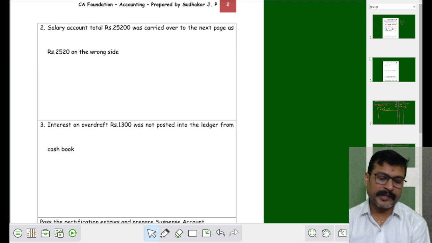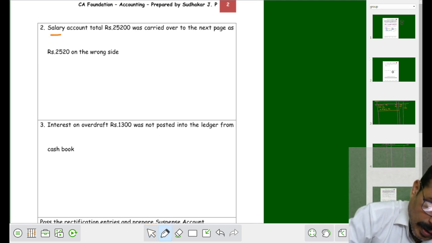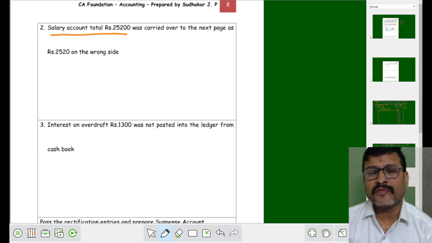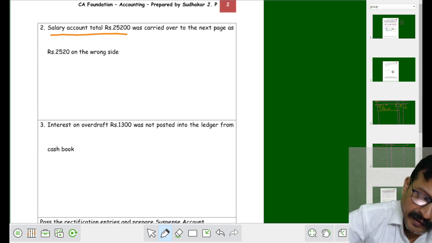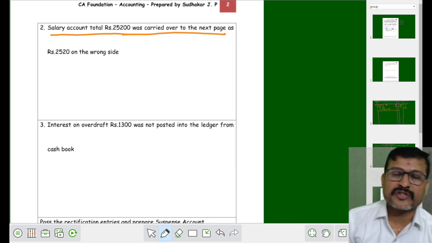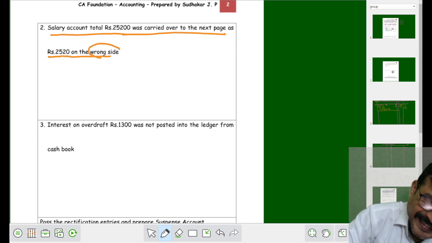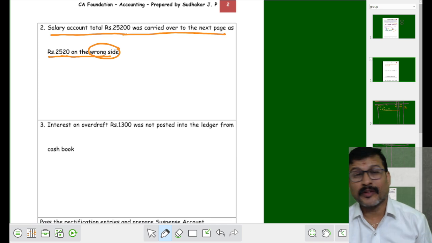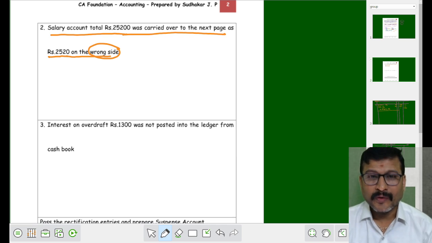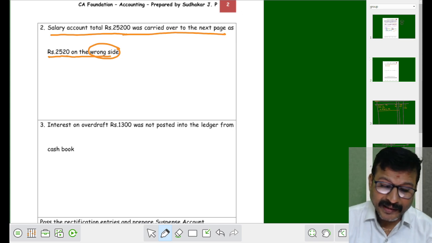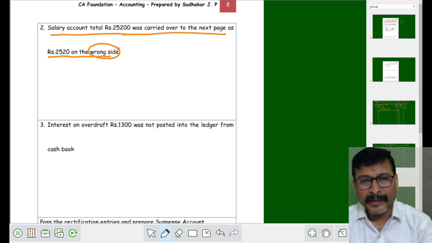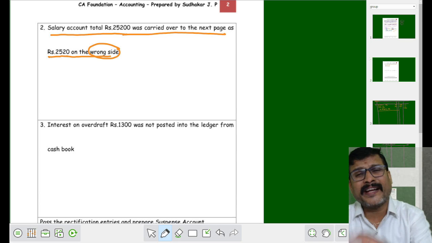Now let me move on to the next one. Salary account total rupees 25,200. Carried forward to the next page as 2,520 on the wrong side. I used to call it as a mistake. Why? Here there is one balance you have taken on the wrong side.